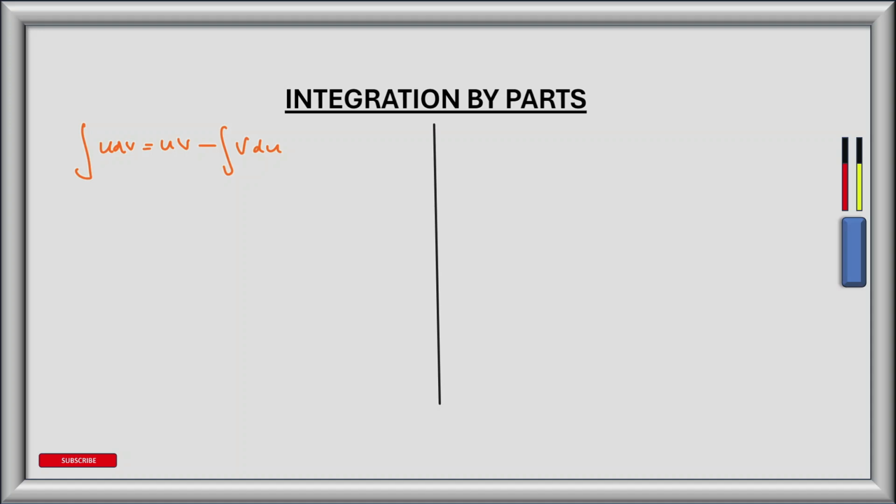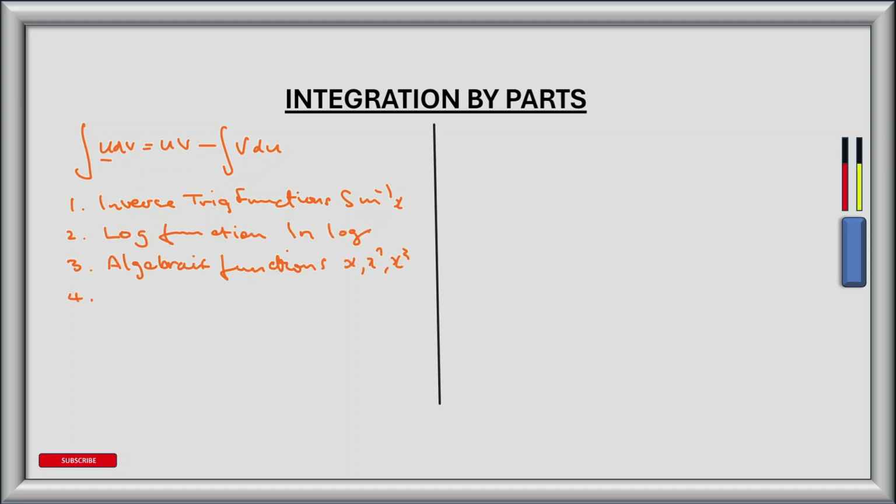So when using integration by parts, we need to pick a u value. As a rule of thumb, try and choose u as follows. 1. Pick inverse trig functions, such as inverse sine. 2. Pick log functions. 3. Pick algebraic functions. 4. Pick trig functions. And 5. Pick exponential functions.